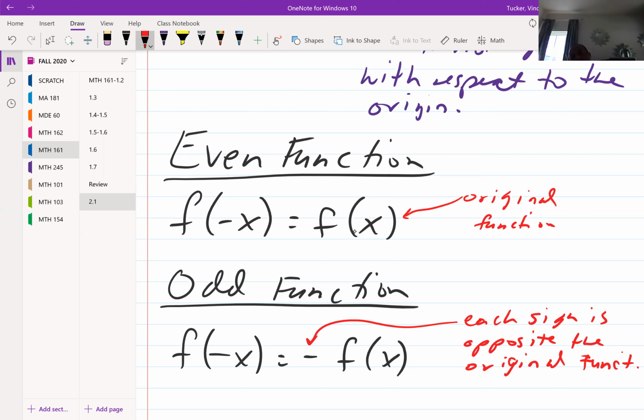All right, so even and odd functions: if when you plug in negative x, you get the original function, it's an even function. If when you plug in negative x, all of your signs are opposite the original function, then you have an odd function.